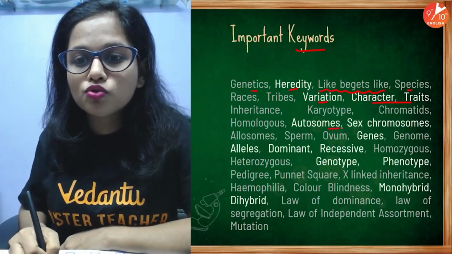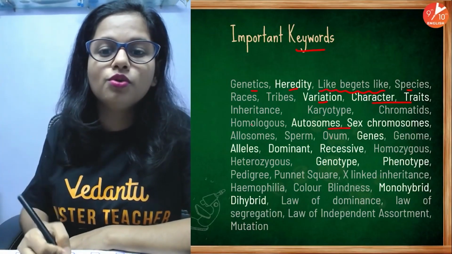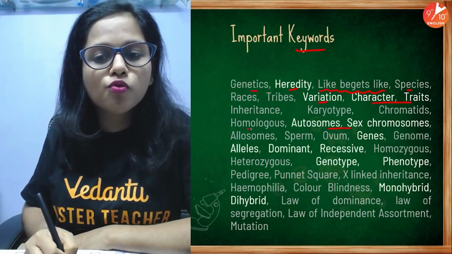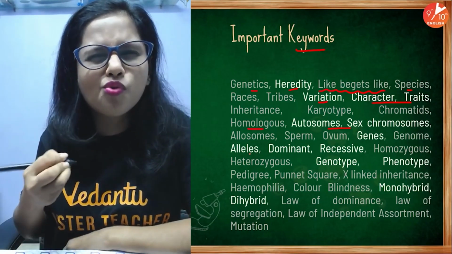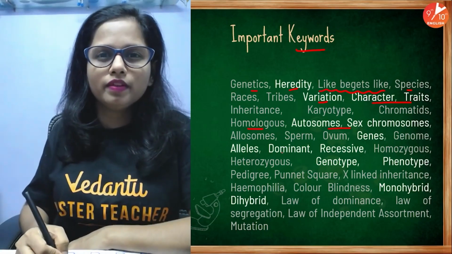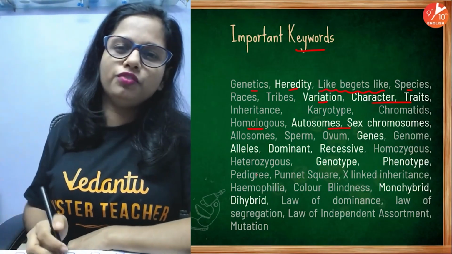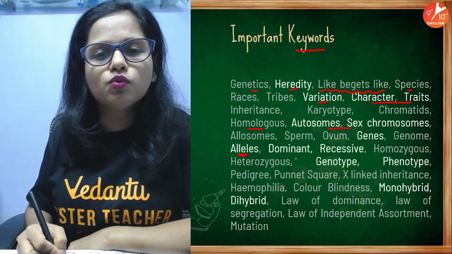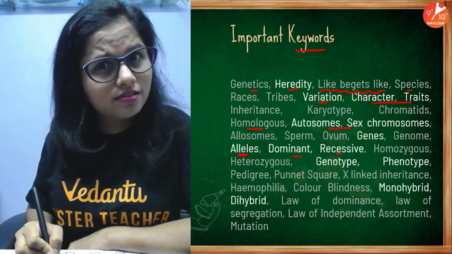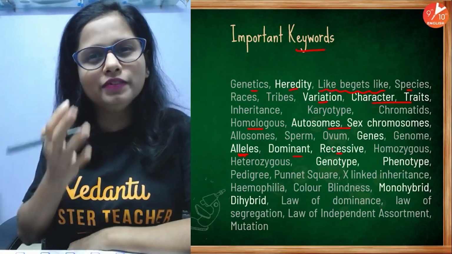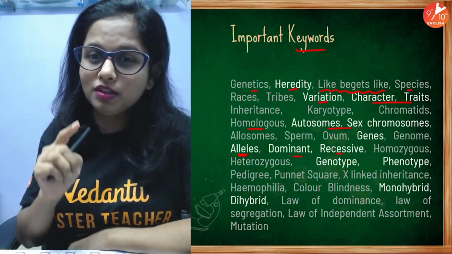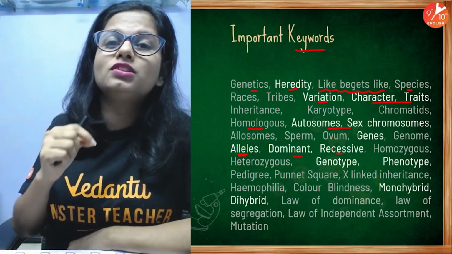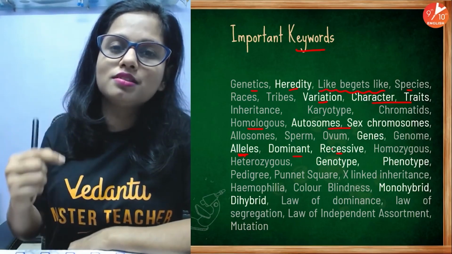Okay, then the difference between characteristic and traits you should understand. Difference between autosomes and sex chromosomes you should know. What is the difference between homologous chromosomes and heterologous chromosomes? Okay, then alternate forms of a gene are called alleles. Again, in those alleles, one can be dominant, the other one can be recessive. You should be familiar with these terms. You should be familiar with their meanings, and your answer should include these names.